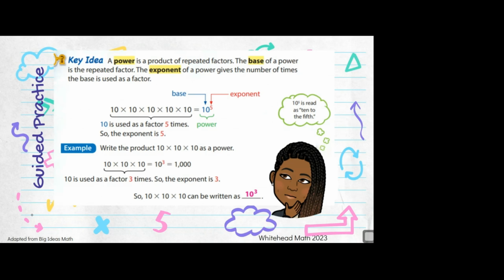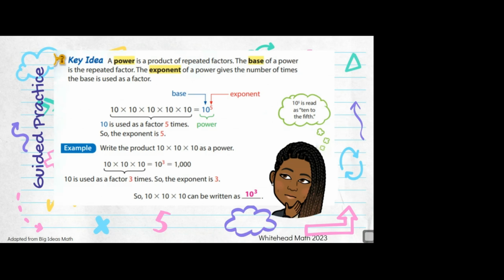Okay, here's another example. Write this in your notebook. Write the product 10 times 10 times 10 as a power. Remember, this is the power, both of those numbers together. The base number is the number that's going to be multiplied by itself. And the exponent tells me how many times to multiply the 10.